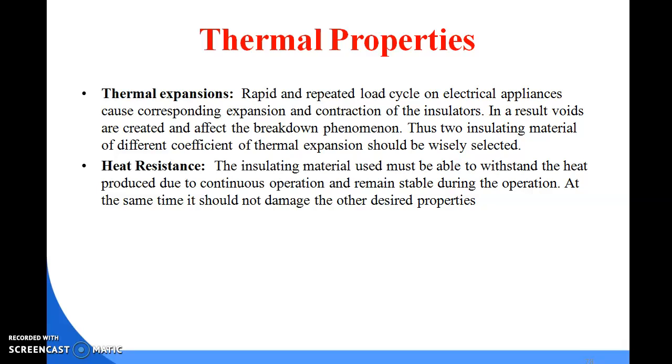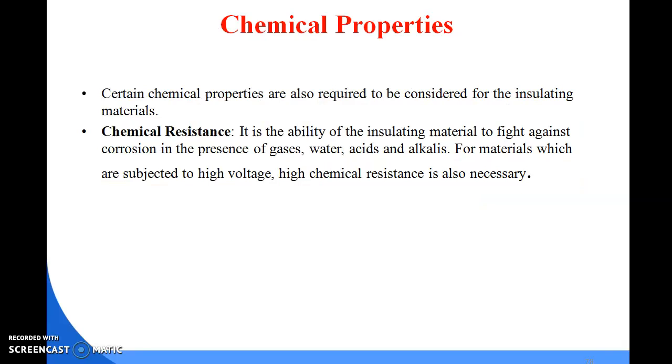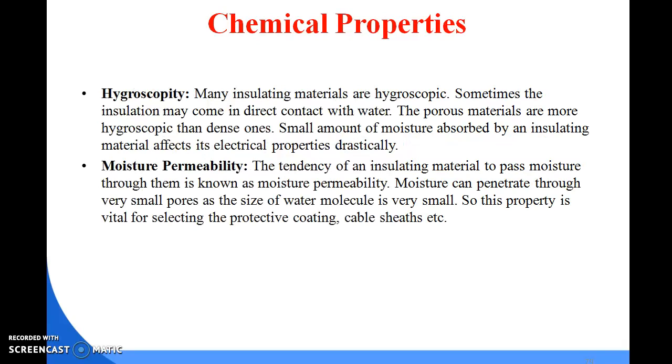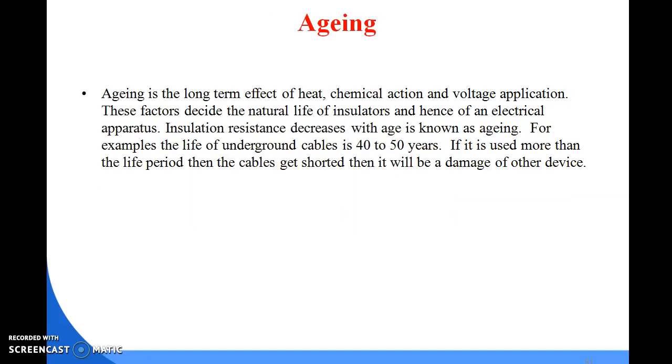Okay, heat resistance. The insulating material used must be able to withstand the heat produced due to the operation and remain stable during the operation. At the same time, it should not damage the other desired properties. Chemical properties. It is the ability of insulating material to fight against corrosion in the presence of gases, water, acid, alkali. For materials which are subjected to a voltage, high chemical resistance is also necessary. So the chemical properties include hygroscopy and moisture permeability.